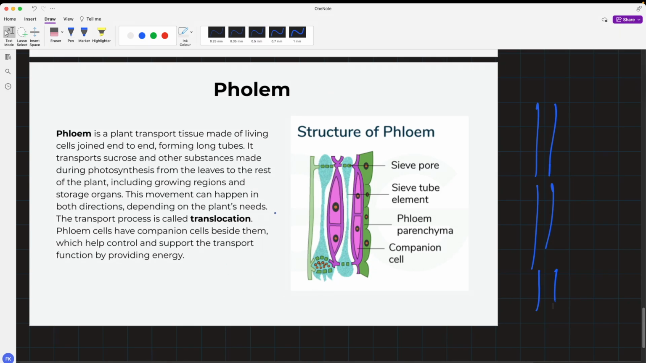Phloem cells have companion cells beside them which help control and support the transport function by providing them energy. As you can see, all the phloem structure is supported by a companion cell. The function of the companion cell is to support by providing energy so they can function properly.